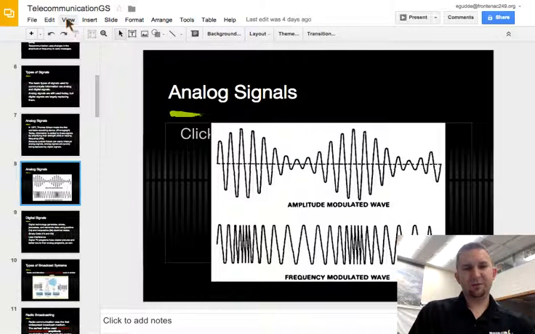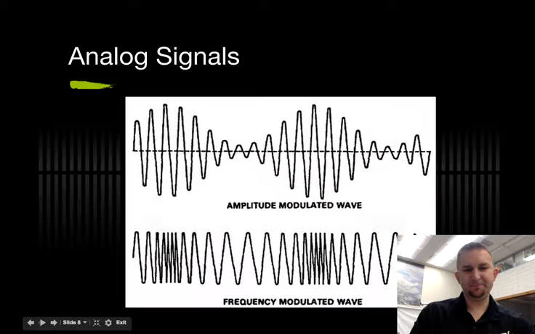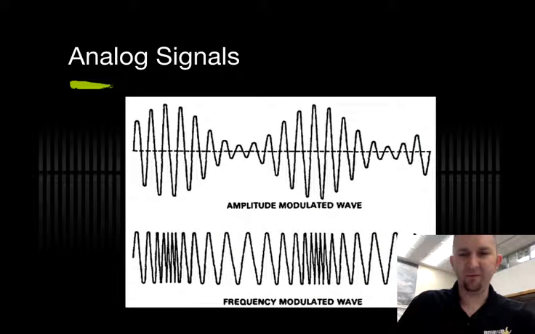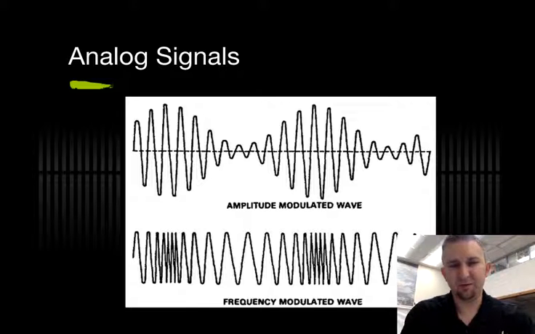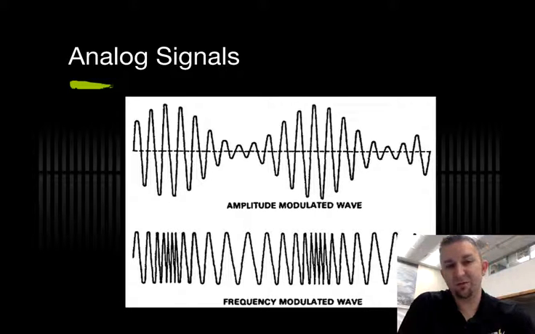Good morning, Foundations. This is part 2 of Telecommunications, and we're going to go over the difference between the AM and the FM of the analog signals. Just think about your car. If you're driving down the road, you're getting AM and FM signals when you're listening to the radio.